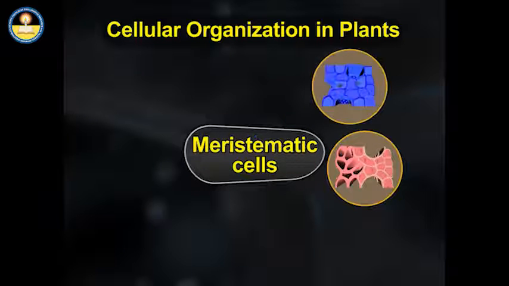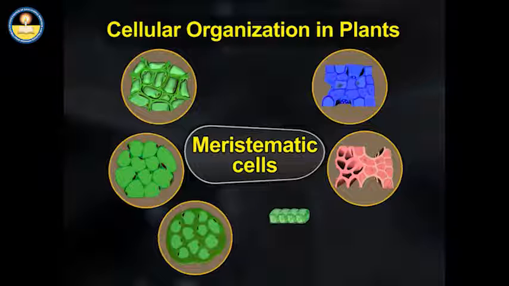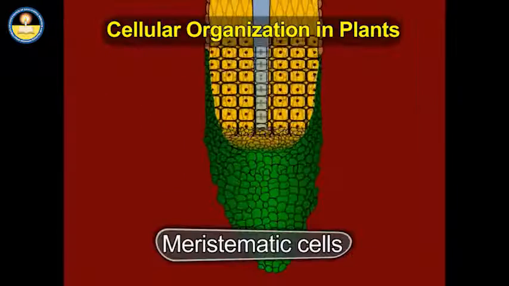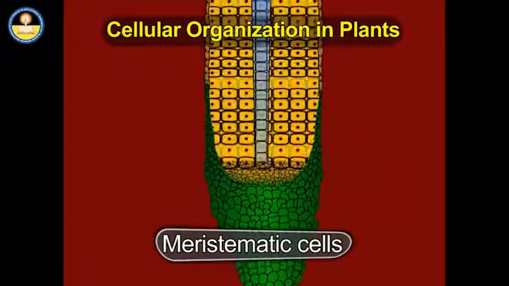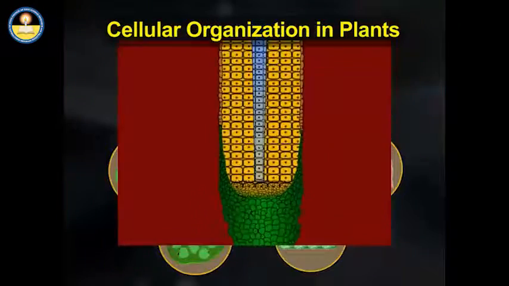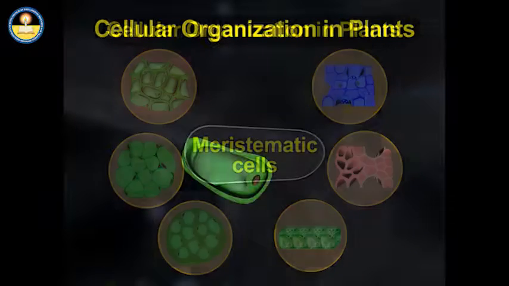All these types of cells develop from a group of cells known as meristematic cells that have the ability to divide. These are densely packed cells that keep on dividing to form new cells. Out of these dividing cells, parenchyma cells are the main kind of cells. Other cells get differentiated from these cells.